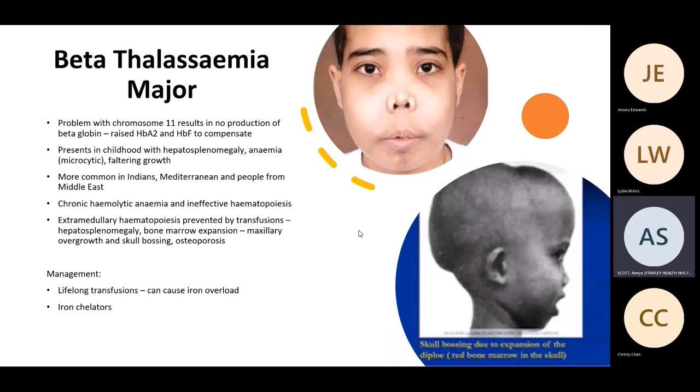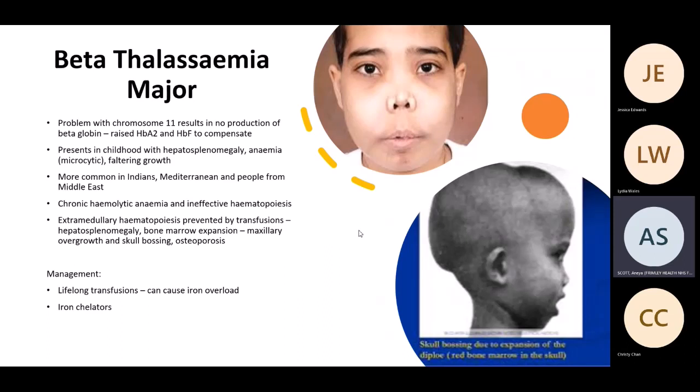So in beta thalassemia major, you get a problem with chromosome 11, and that results in there being no production of beta globin at all. So they have slightly raised HbA2 and HbF to compensate for this. It presents in childhood with hepatosplenomegaly, microcytic anemia, and usually faltering growth as well. And we also screen for it now in at-risk groups. It's much more common in Indians, in Mediterranean people, and in people from the Middle East.